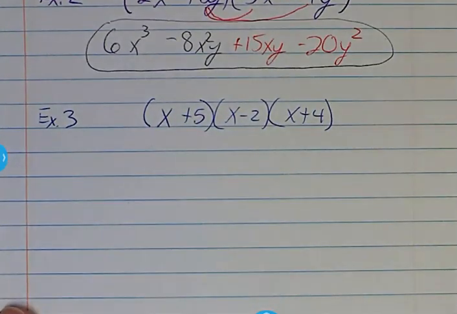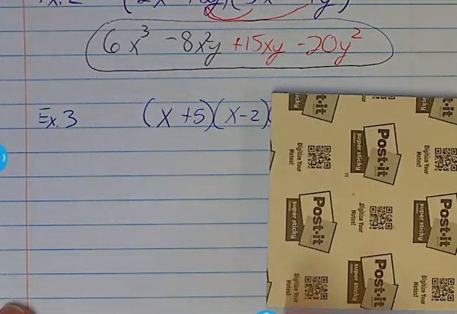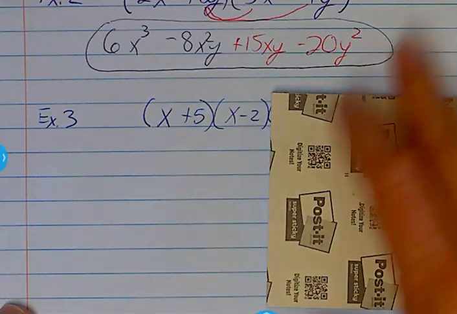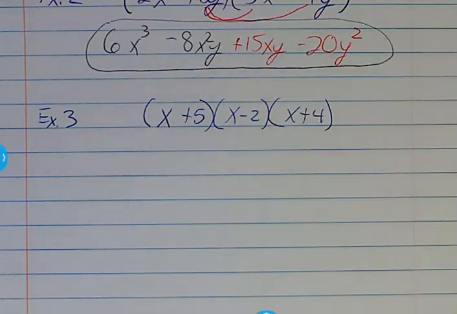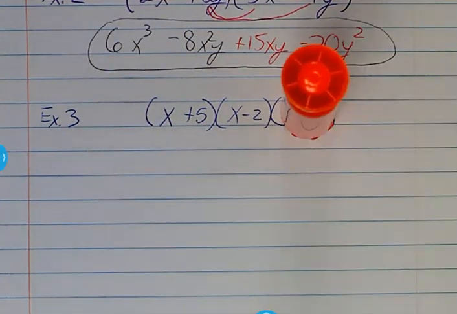Okay, so before we get to the last one, before we get to the x plus 4 here, just forget about that, cover it up for a minute, and just pretend like we're doing x plus 5 times x minus 2. So don't even worry about the x plus 4 that's back here. Just cover that up for a minute just so we don't see it.